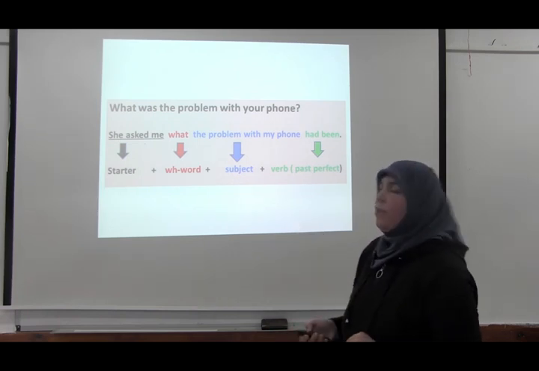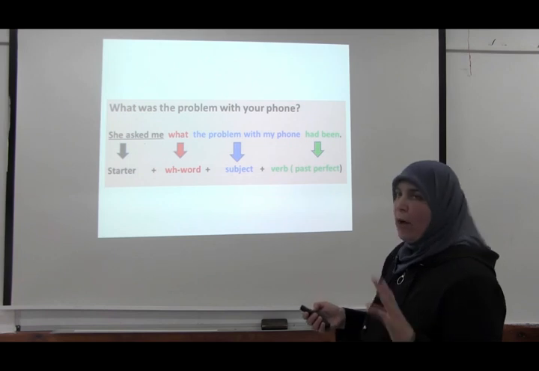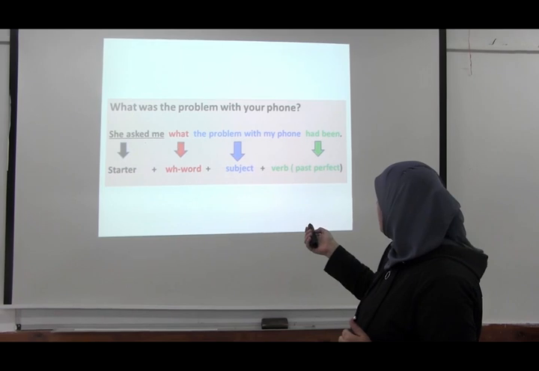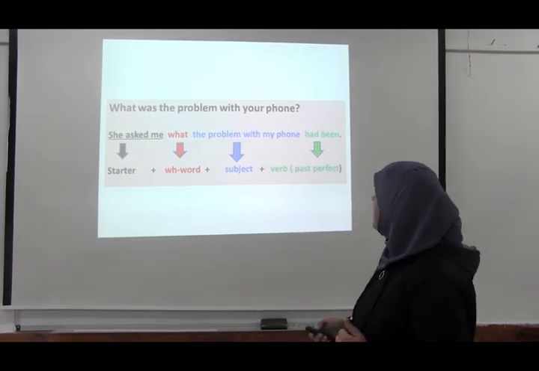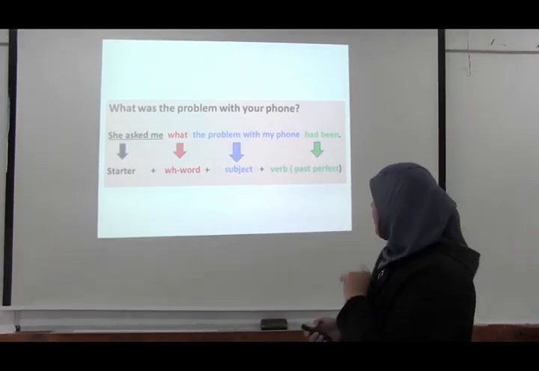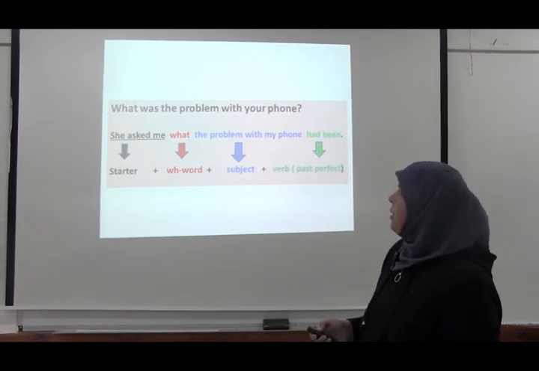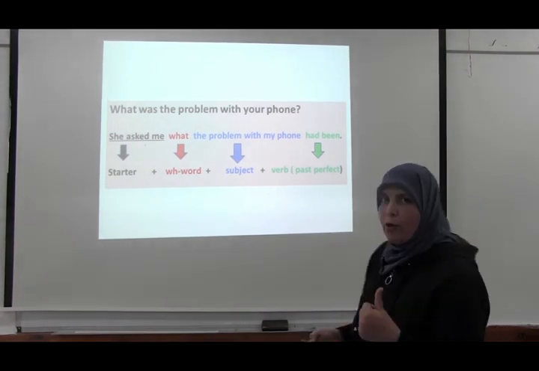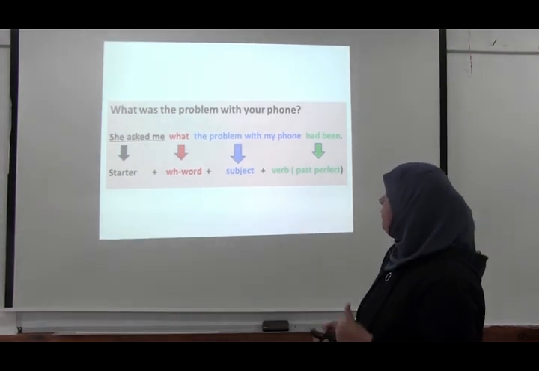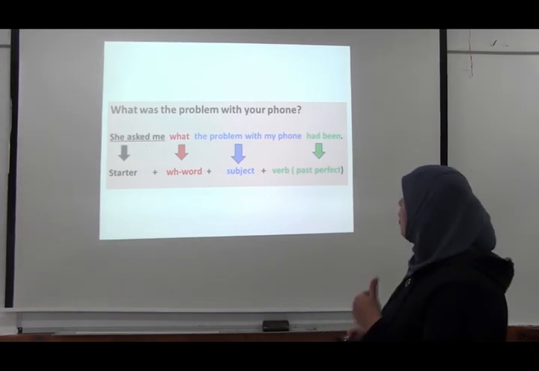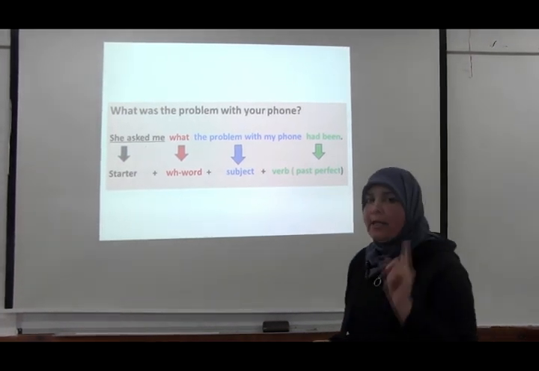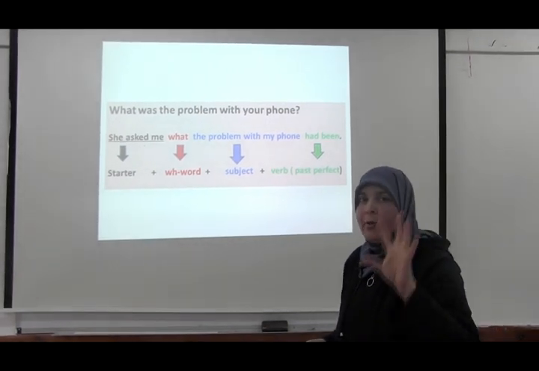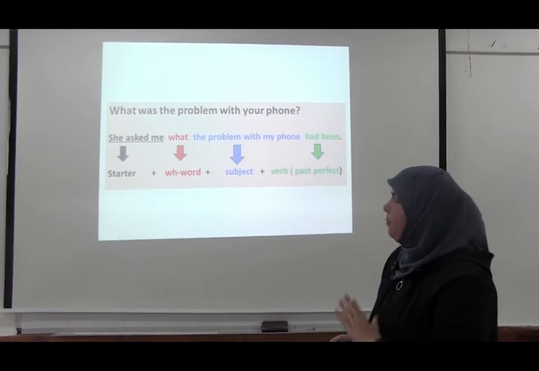And then she asked me, this is the starter. What here is the WH word. She asked me what the problem. The problem here is the subject, and had been here is the verb. Pay attention, it is in the past perfect. The original question was, what was the problem with your phone? Okay. The reported question, she asked me what the problem with my phone had been. Pay attention to the subject, verb, and the tense of the verb, and pay attention also to the punctuation mark at the end of each question. Okay?